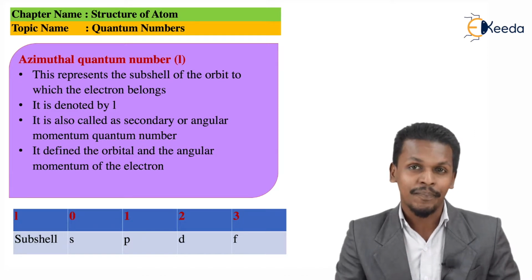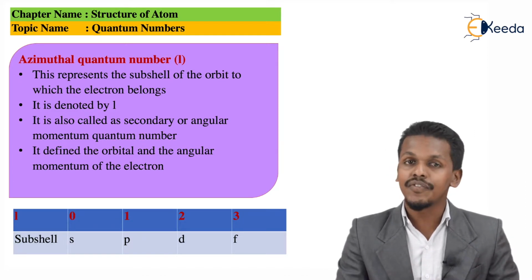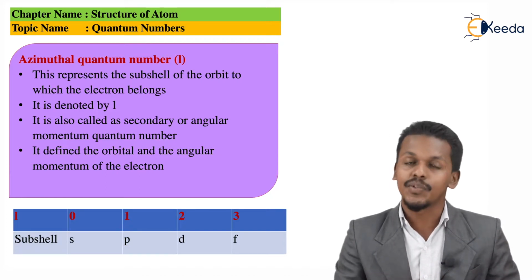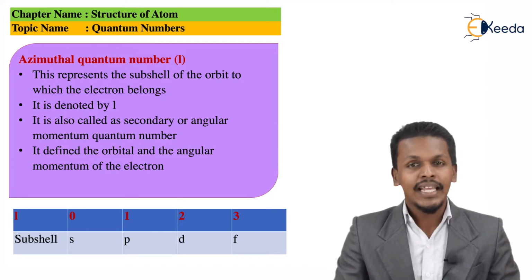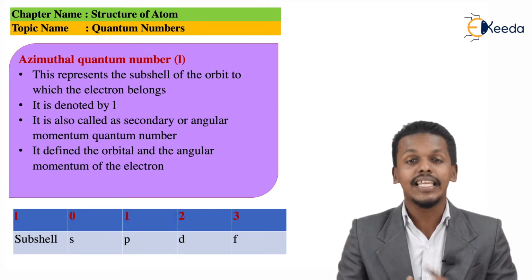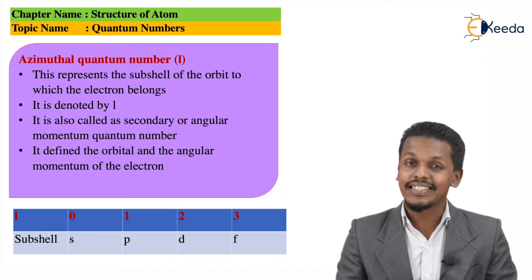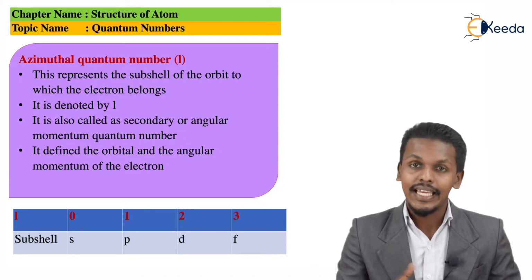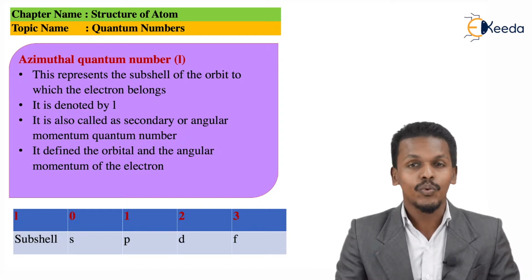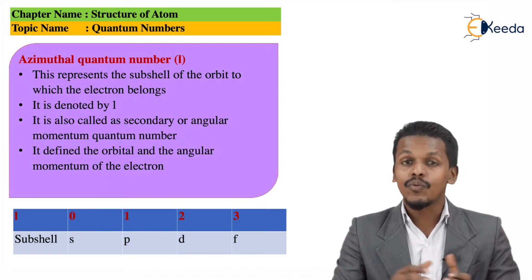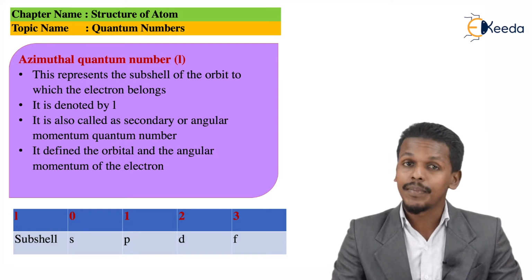It gives the detail about the subshell, and it has a formula ranging from 0 to n minus 1, where n represents the principal quantum number. For example, for the s subshell the azimuthal quantum number is 0, for p it is 1, for the d subshell it is 2, and for the f subshell it is 3. So this was related to the azimuthal quantum number, l.